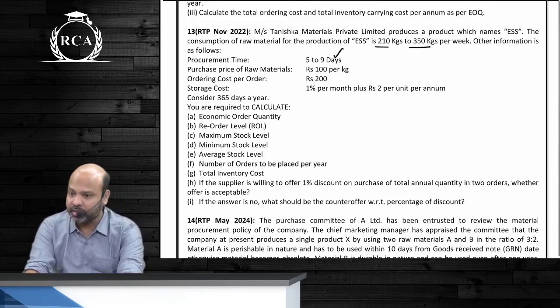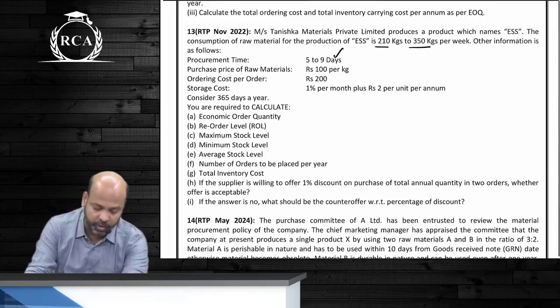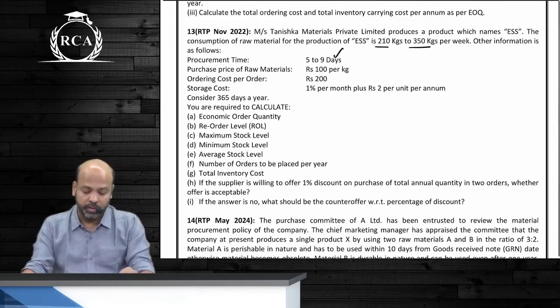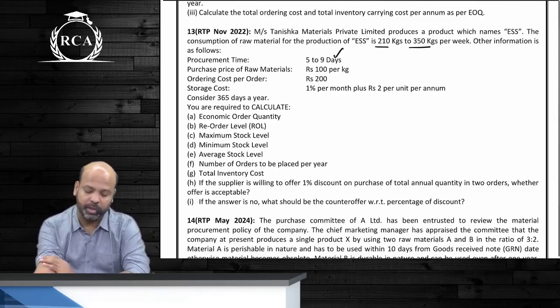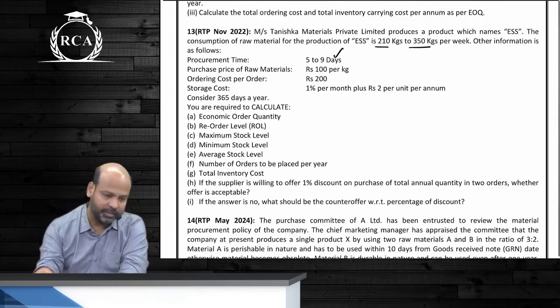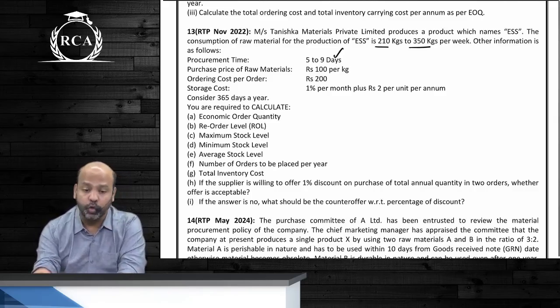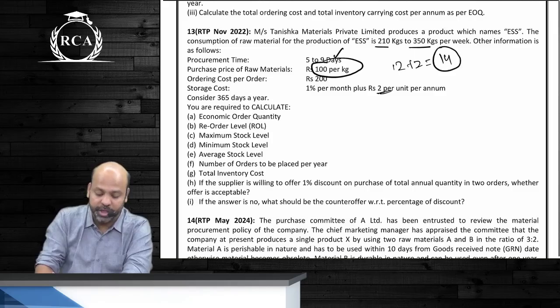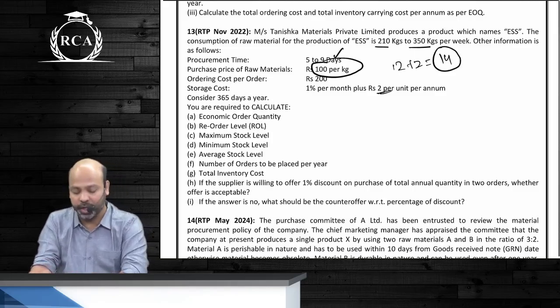Did you understand? Why did I convert into days? Purchase price of raw materials is 100 rupees per kg. Cost per order, beta, is 200. Storage cost is 1% per month plus 2 rupees per unit per annum. So that 1%, beta, will become 12. Will become 12% per annum, guys. So you will take 12% of 100. That is 12 rupees. To that you will add another 2 rupees. Your storage cost or carrying cost will become 14 rupees.